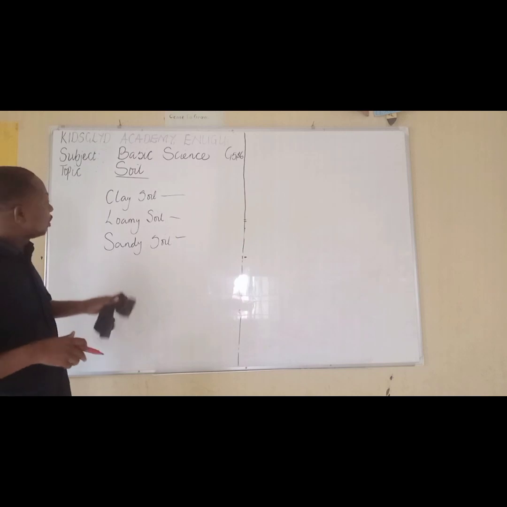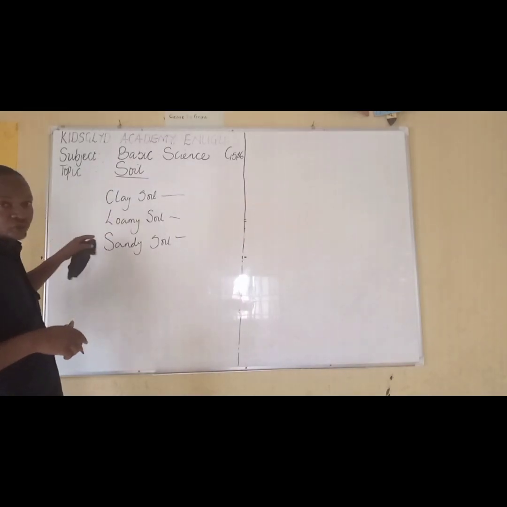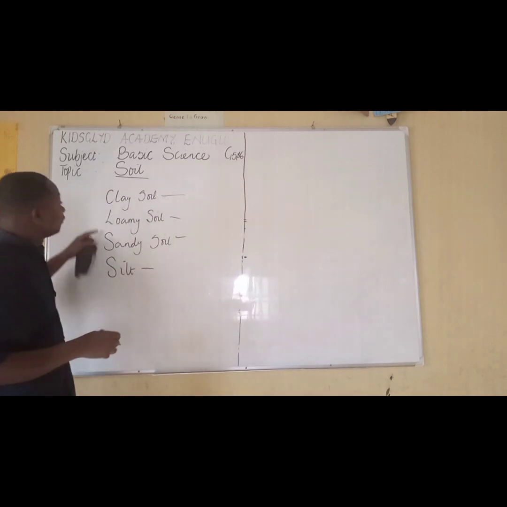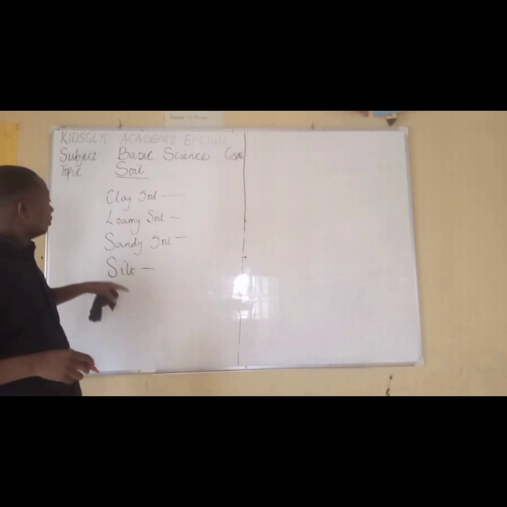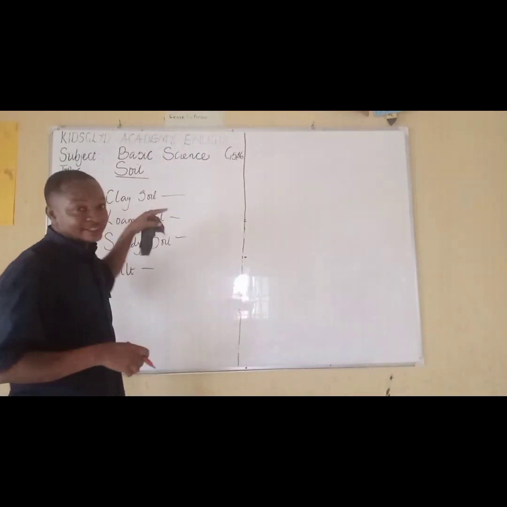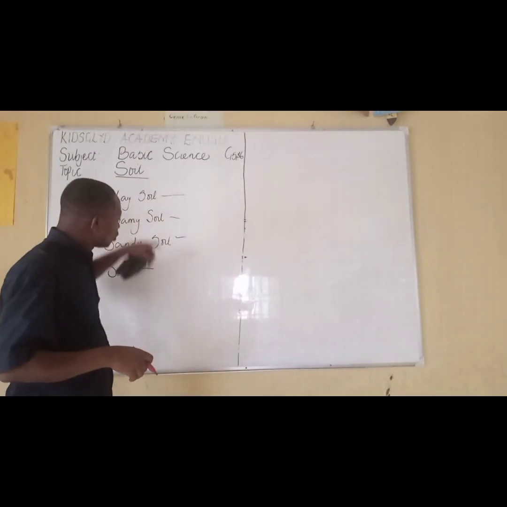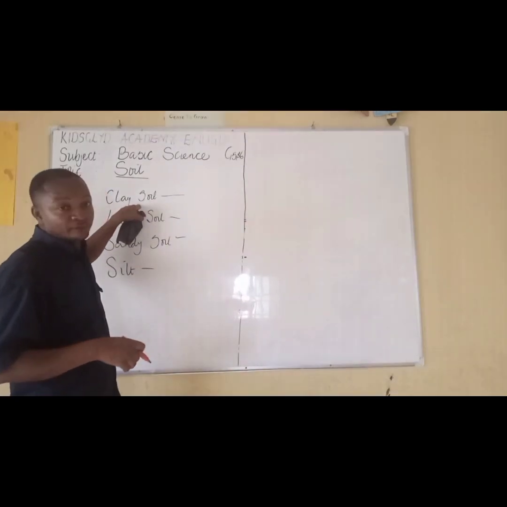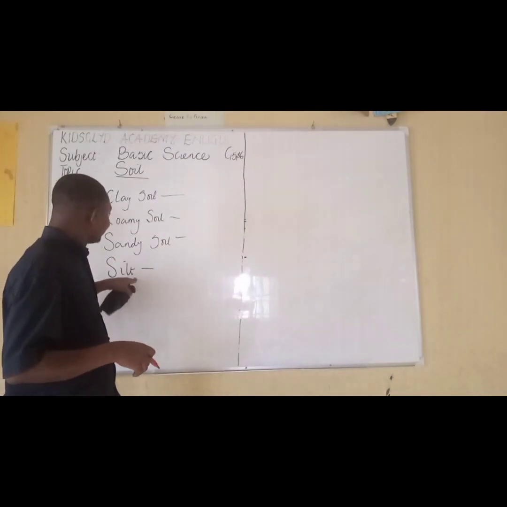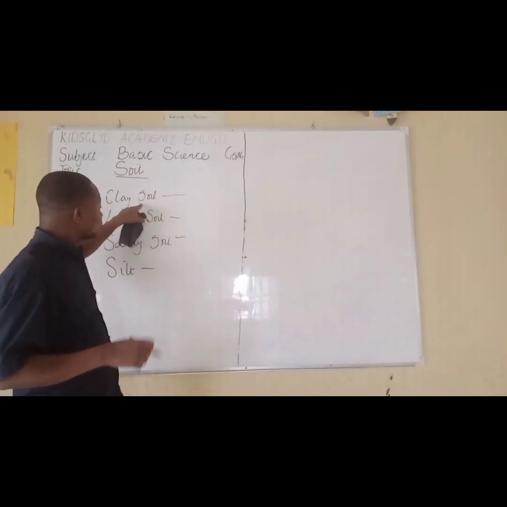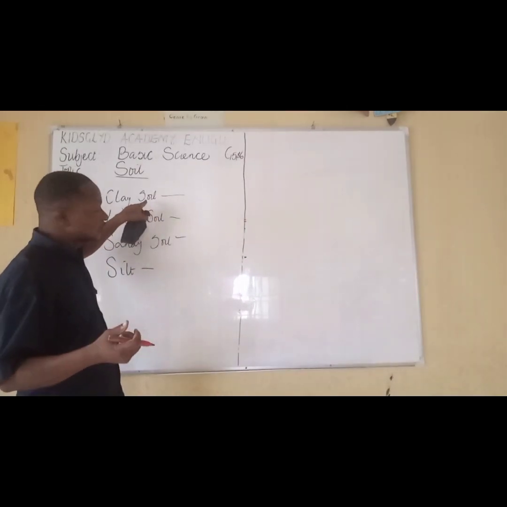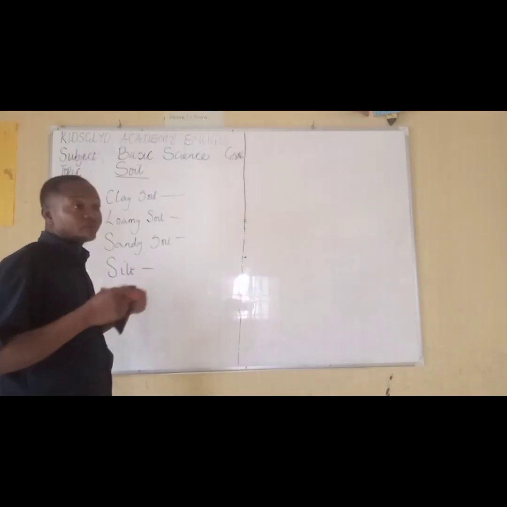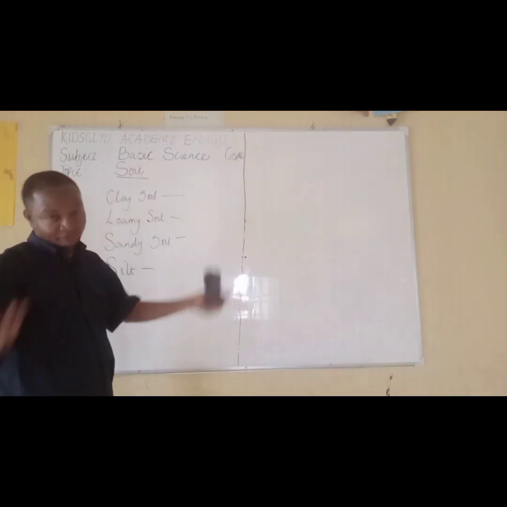Now we have known the different types of soil, but it depends on all these, even the silts. All of them contain sand, but it depends on the quantity of sand contained in each of these soils that makes them different from each other. This one has the smallest quantity of sand, followed by silt, then sandy soil. Sandy soil itself contains the most sand. Let's just say it that way.